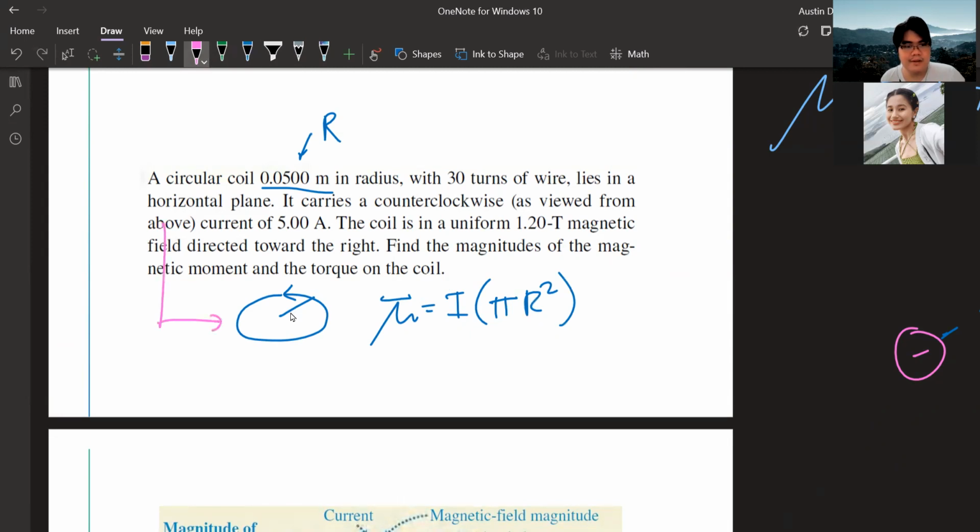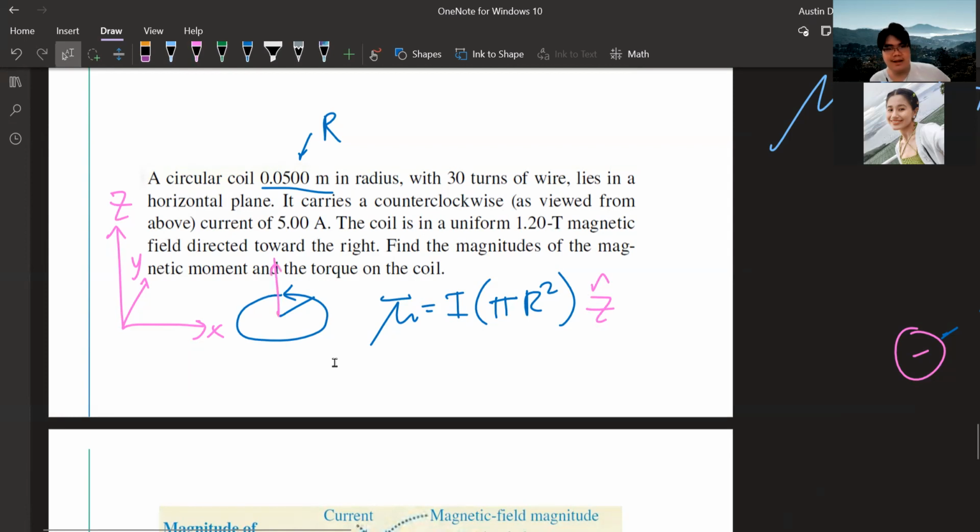Okay, and then if we are to let this area, this whole thing, as this, so z hat, sabihin natin, and then x, and into the page is y. Okay, and then I could say this is in z hat. Okay, dahil sa right hand rule ko, pataas dapat yung direction ng magnetic moment ko.